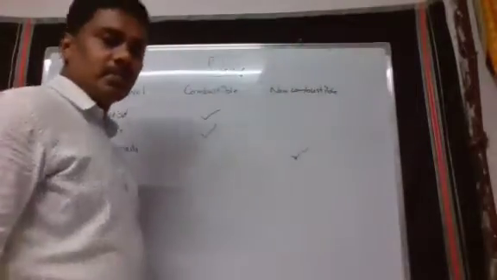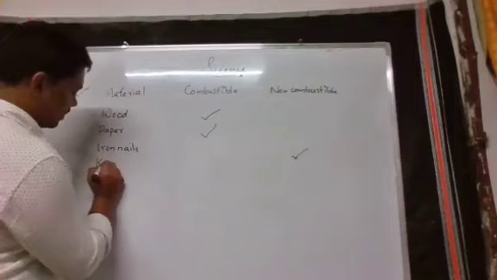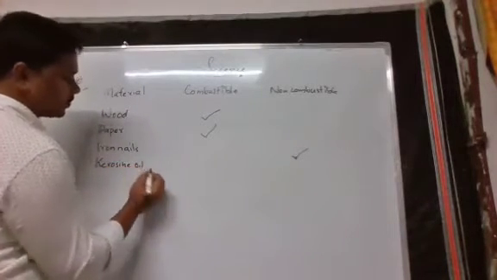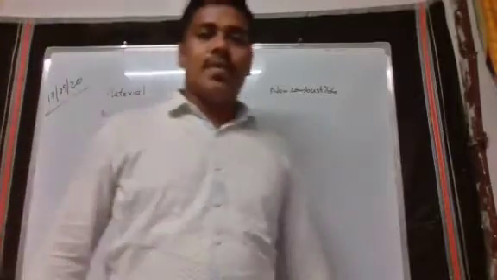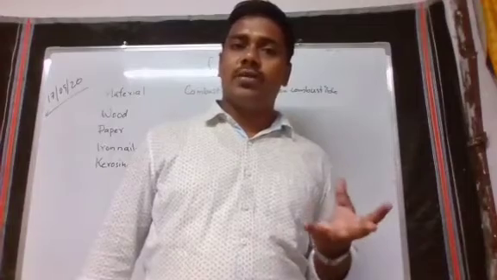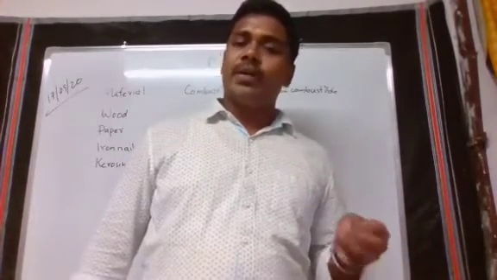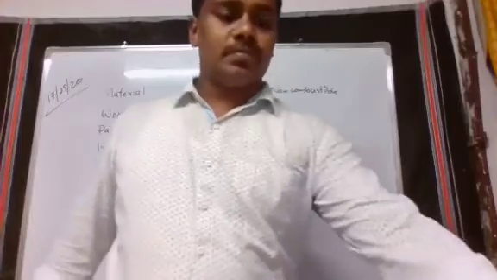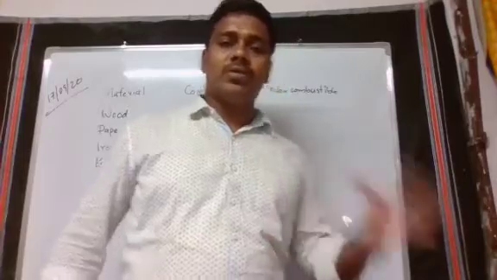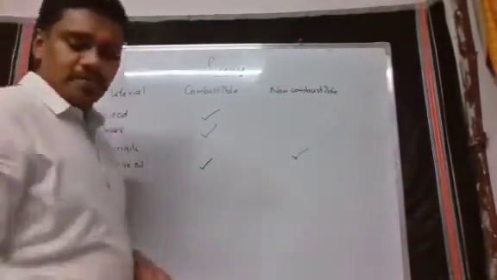Then kerosene oil. We studied that kerosene oil is a part of petroleum. Does it burn and produce heat or light? If we burn kerosene oil, it will produce heat and also light. So kerosene oil is combustible.